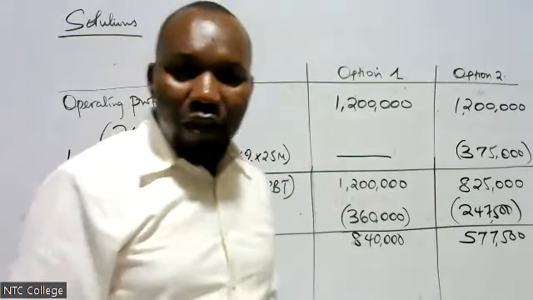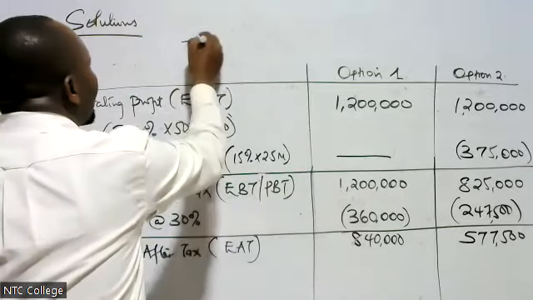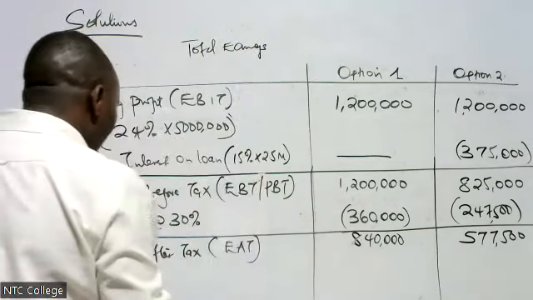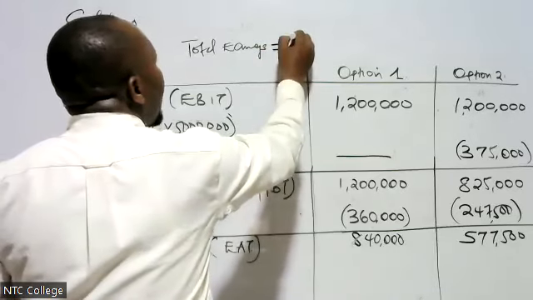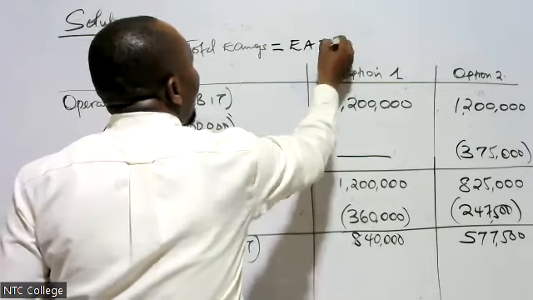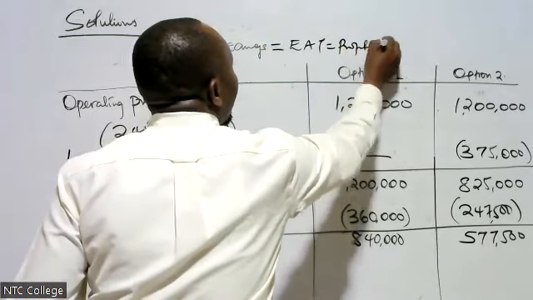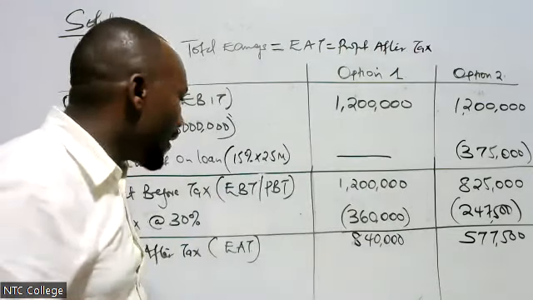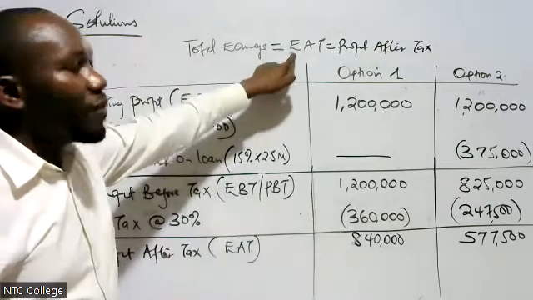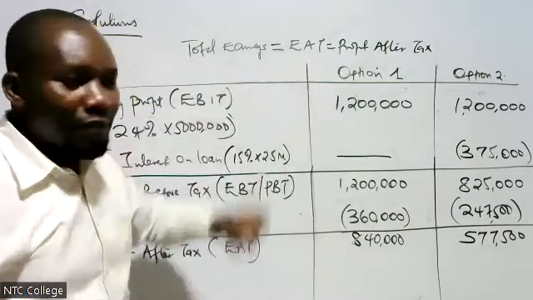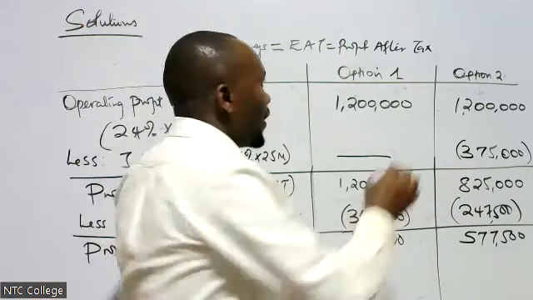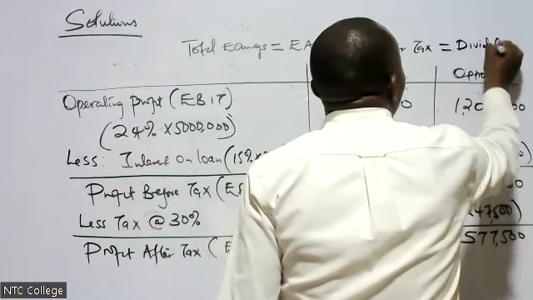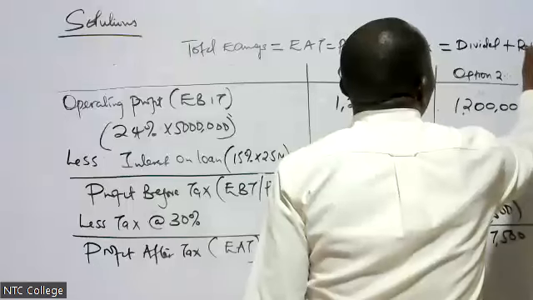Now, listen again. We have something called total earnings, the same as profit after tax. It is the same as earnings after tax or profit after tax. Your total earnings for the business, like now this one, is the same as profit after tax or earnings after tax. It has two components. It can be divided as dividend or retained earnings. It is composed of two.